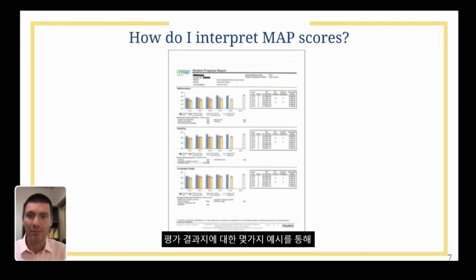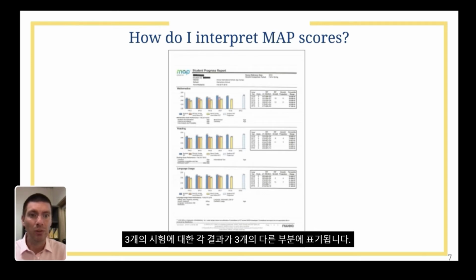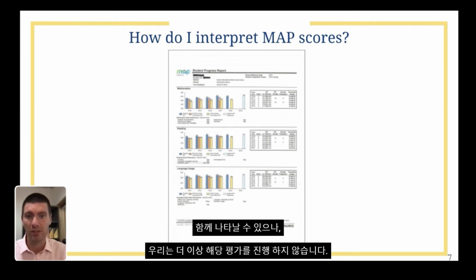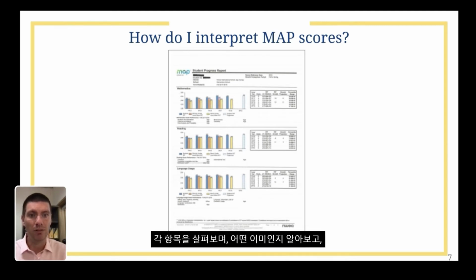Let's take a look at some examples of MAP test results and how we can interpret these scores. When you receive your child's MAP test, it will look like this. It will have 3 sections for the 3 tests that were done. If your child has been at KIS for a few years, there may be a 4th section showing science scores from previous years, but we no longer do those tests. So let's start by explaining what each part means and how to read and understand it.